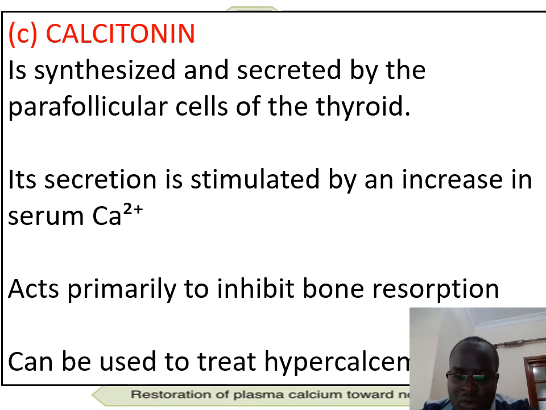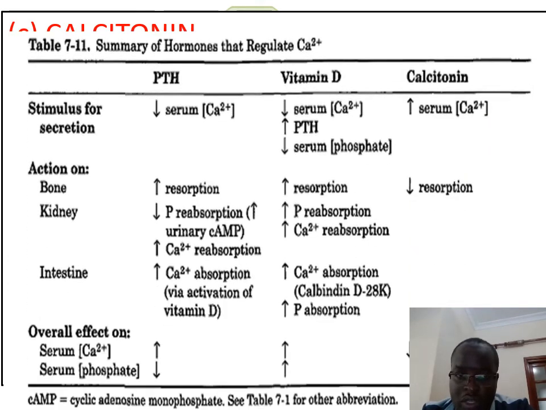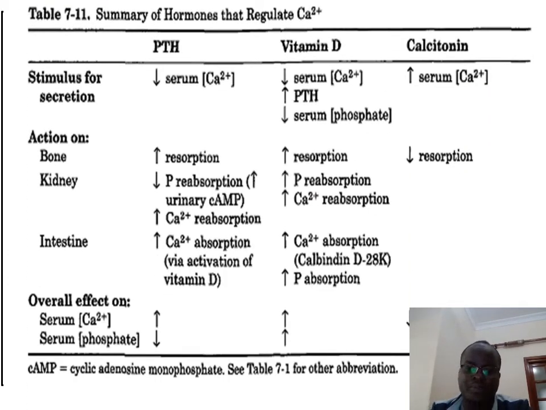It can be used to treat hypercalcemia. So it's going to inhibit bone resorption. You are not mobilizing calcium from the bone tissue, so the calcium levels will start reducing. Then it can of course be used to treat hypercalcemia. So if you have hypercalcemia, you can be given calcitonin to inhibit mobilization of calcium from the bone tissue. Then you have excretion of calcium by the kidneys. Then you find that the concentration of calcium goes back to the normal, acceptable range.